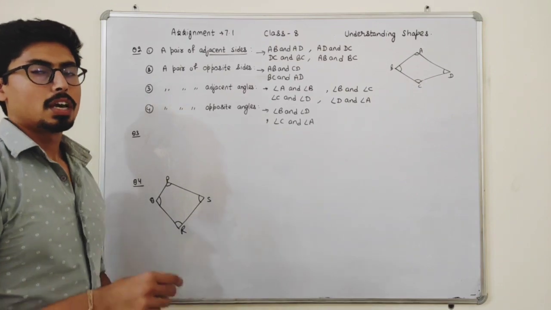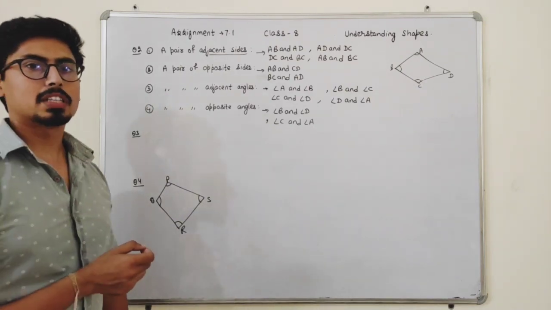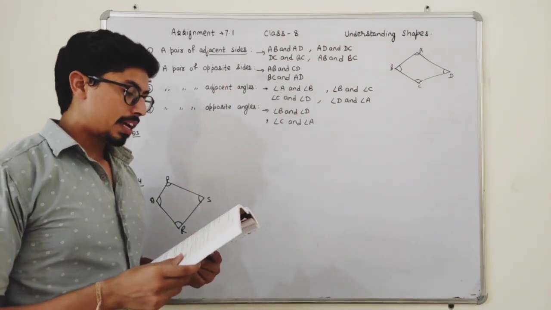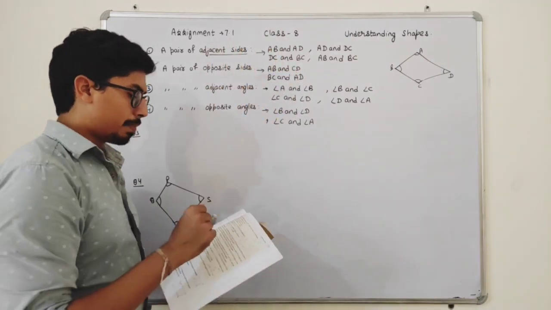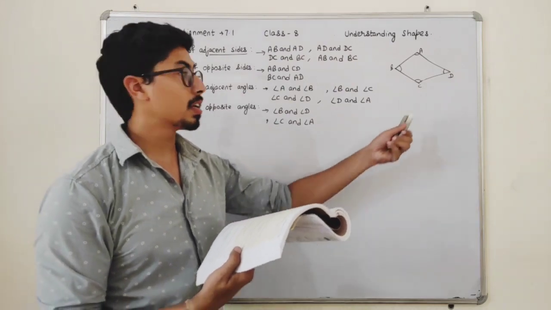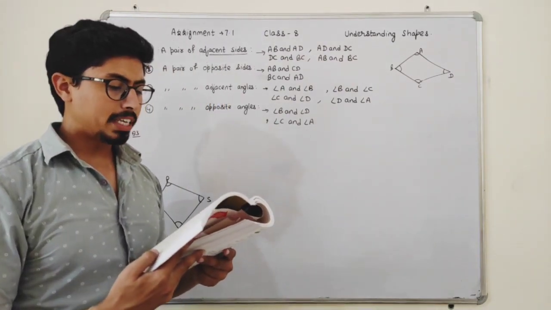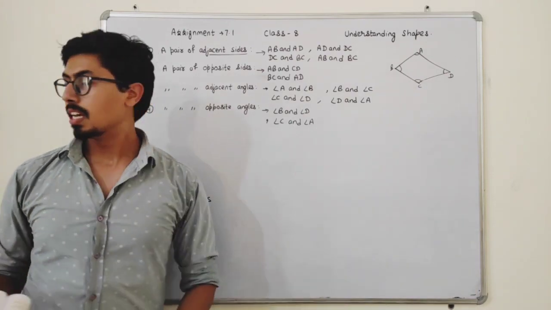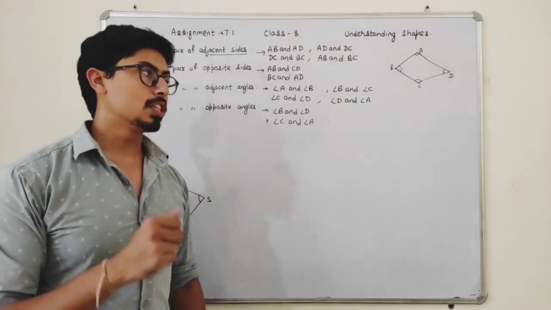So these pairs of angles are opposite to each other. Okay, students. So now moving forward to question number 3. Question number 3 is in the figure of question number 2. Name the two diagonals of quadrilateral ABCD.